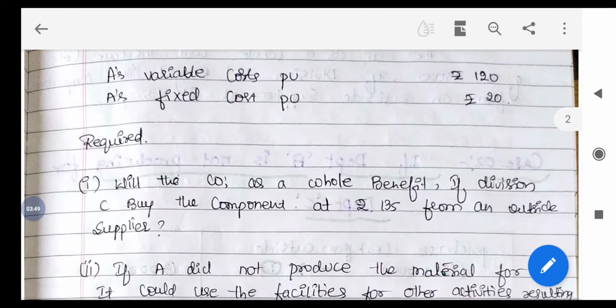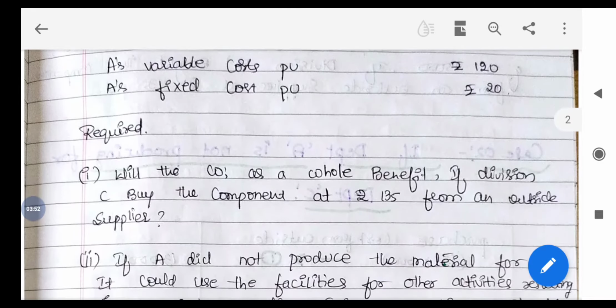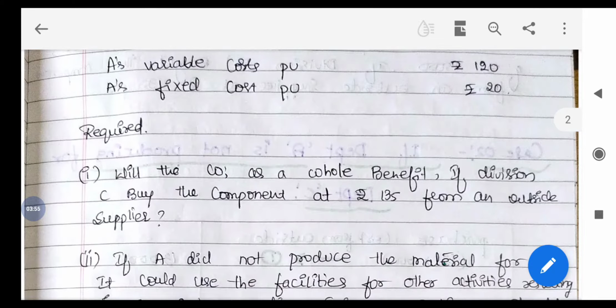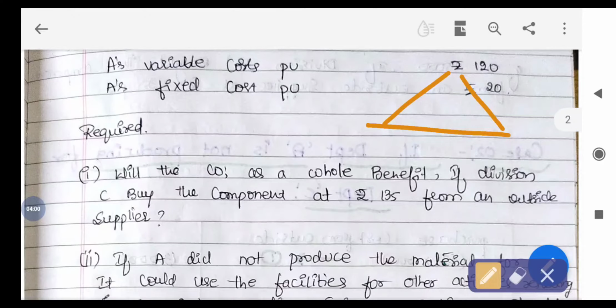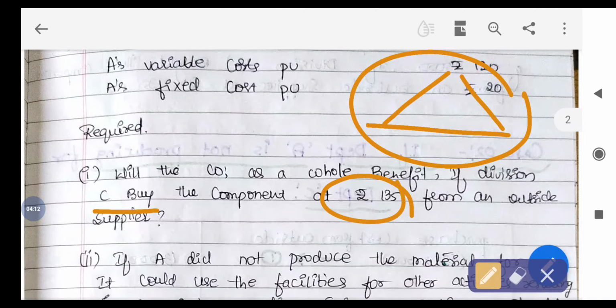So what we are required to do is tell whether the company as a whole will benefit. They have told us that it is a decentralized organization, but in this problem, in the first sub question, we have to tell whether the company as a whole will be benefited if division C is purchasing from the outside market at rupees 135. Even if the divisions are decentralized, that is, not completely controlled by the top level management, division C is also a part of the company, right?